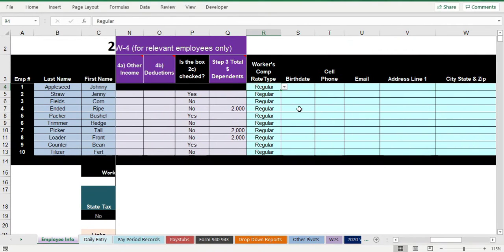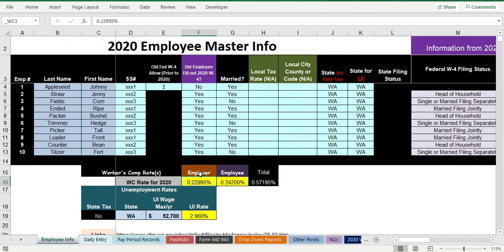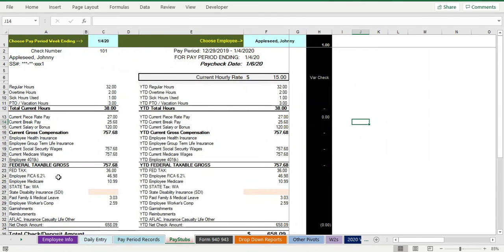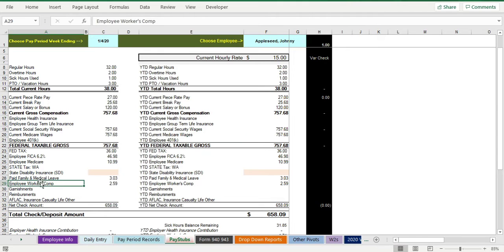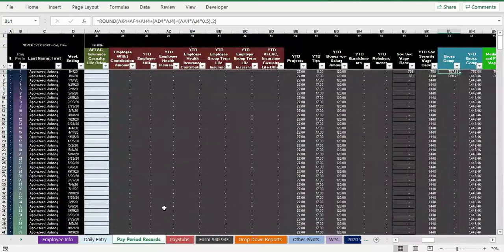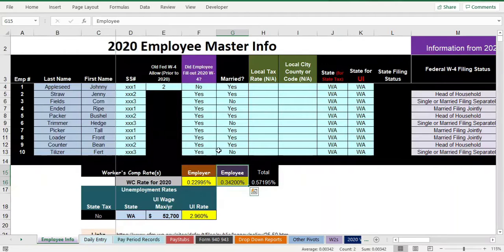What type of workers' comp? I have everybody at this regular workers' comp rate, which is the employer portion that you gave me and the employee portion. Am I pulling this out of the check? I should be. Where's workers' comp employee? Yeah, employee workers' comp. I got it right there. So we are doing that. Back up for a second.